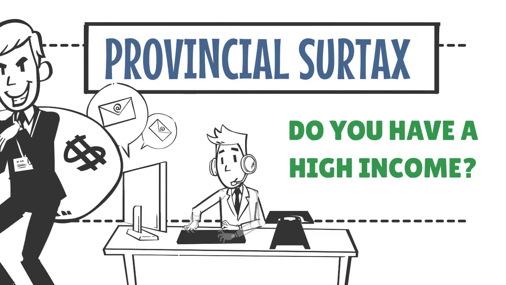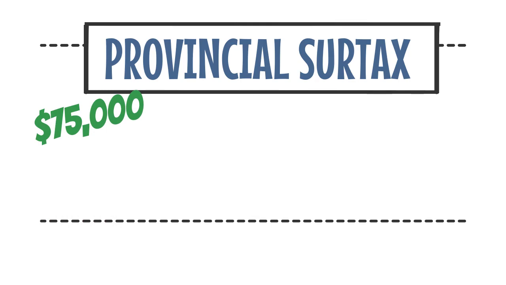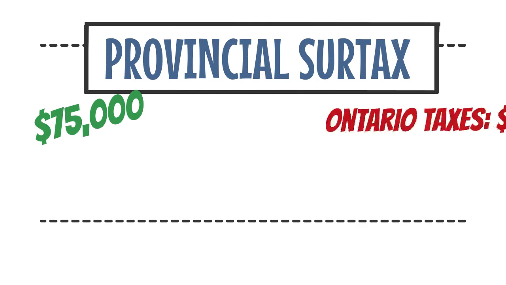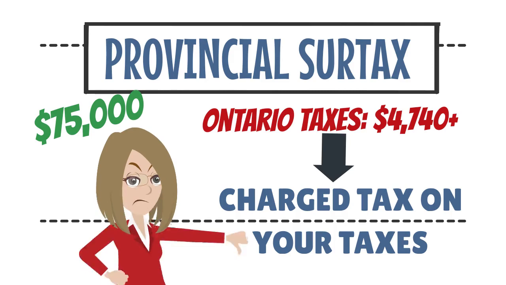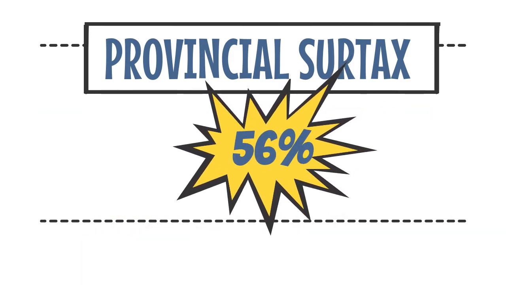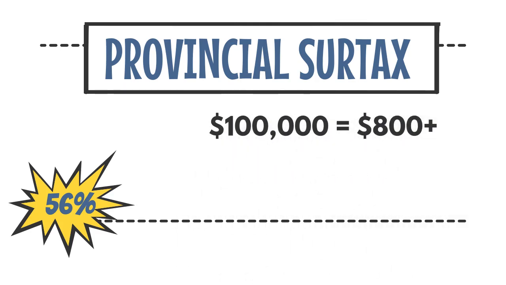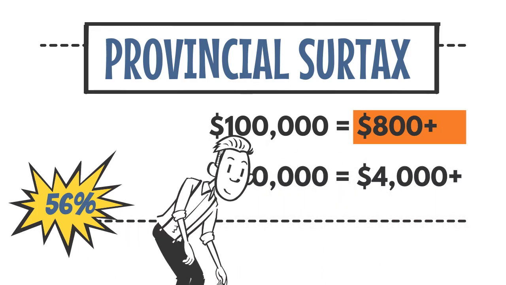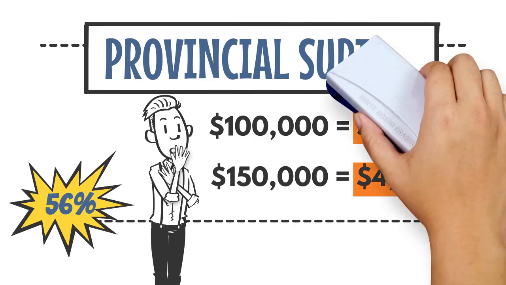This would be applicable to anyone who has a taxable income in excess of about $75,000. Basically, how the surtax works is that once your income reaches a level that generates provincial taxes that are more than $4,700, you're now charged tax on your Ontario taxes, as much as 56% on your taxes payable. As an example, if you make $100,000 a year, you can expect to pay about $800 in additional taxes. At $150,000, your surtax is about $4,000. The more you make, the higher the surtax.